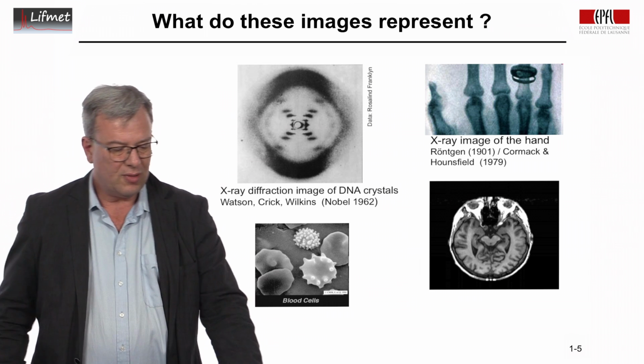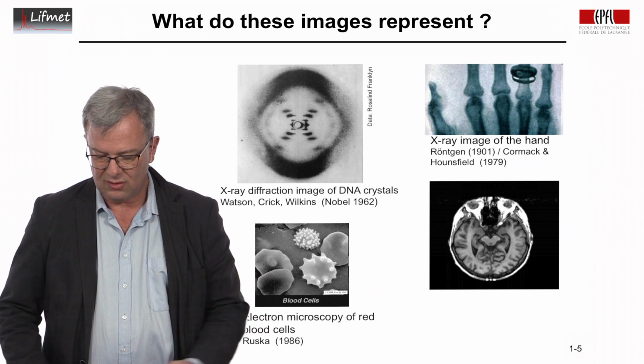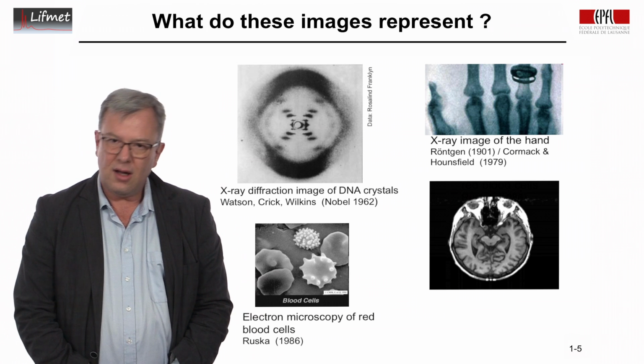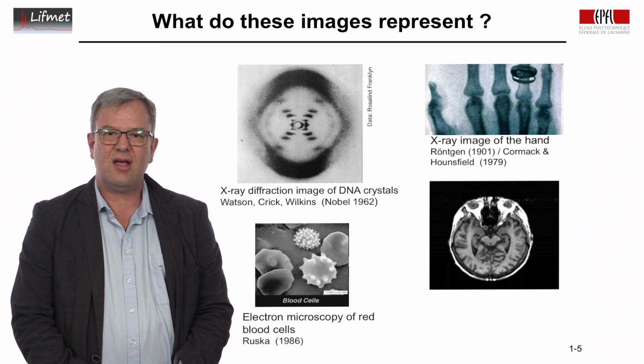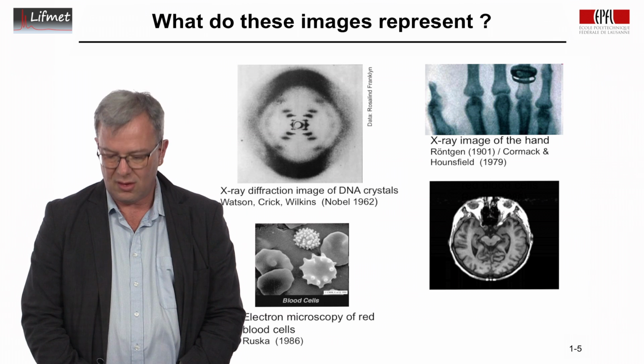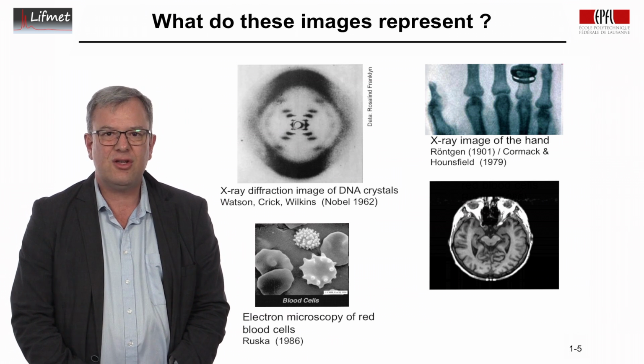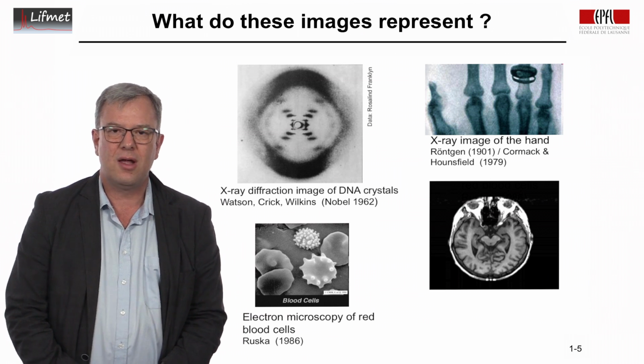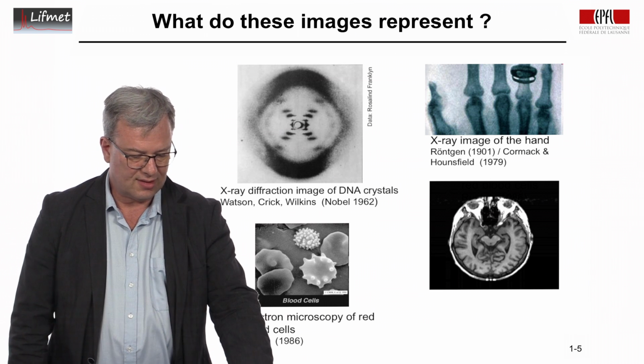We'll take this image of blood cells. This is the work of Ruska, who received the Nobel Prize in 1986 for the development of electron microscopy. These are images done by an electron microscope from red blood cells.